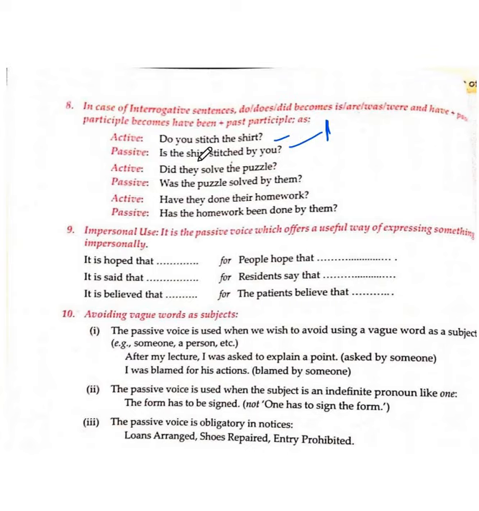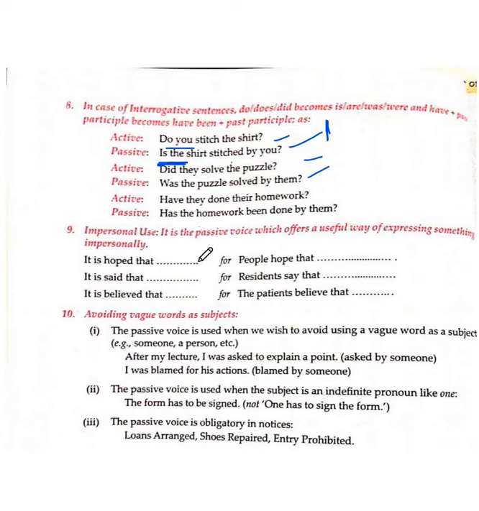"Do you stitch the shirt?" becomes "Is the shirt stitched by you?" Here you can see this one is in simple present, so we shall be using the passive form of simple present tense. "Did they solve the puzzle?" is in simple past, so "Was the puzzle solved by them?" And for a WH question like "What are you doing?", you can answer with "What is being done by you?"